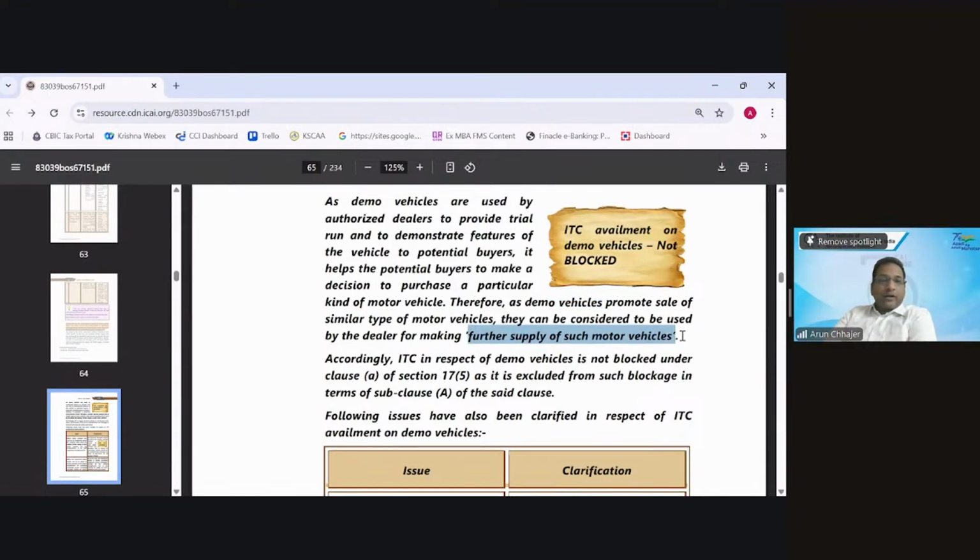So ITC क्या होगा? Will it be allowed or will it not be allowed? ITC on the motor vehicle, will it be allowed or will it not be allowed? Answer is it will be allowed.